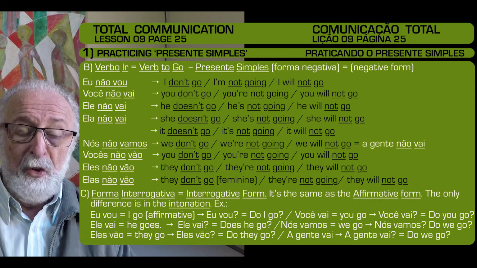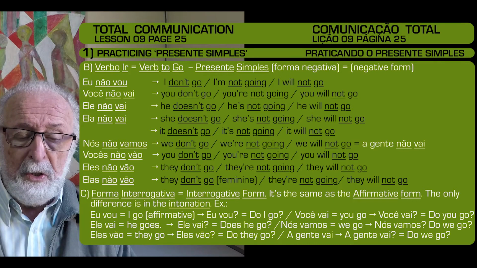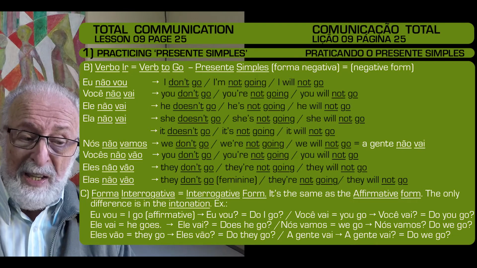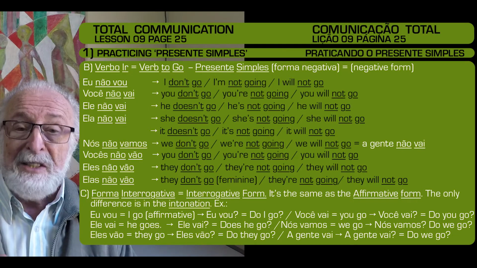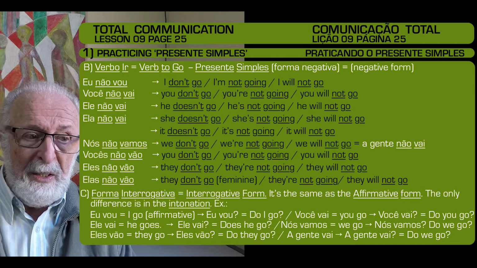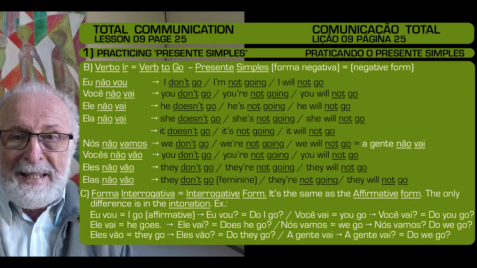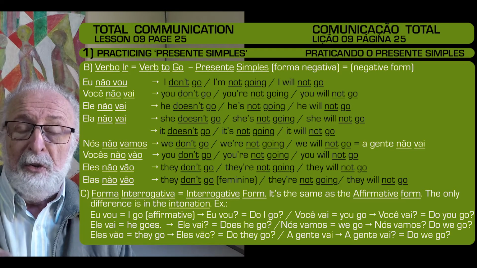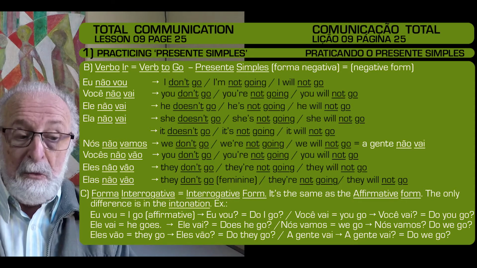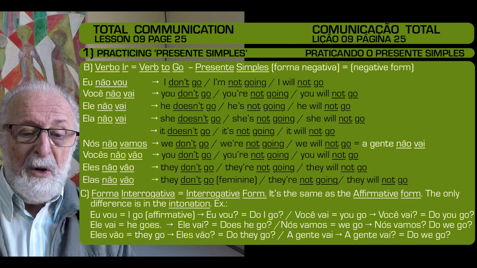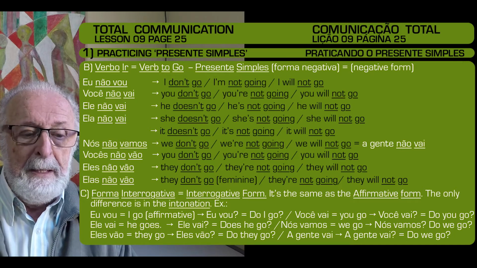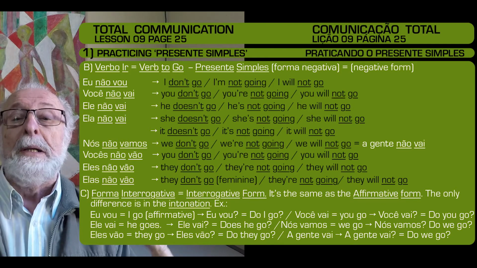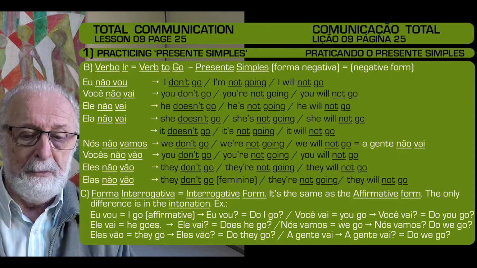Vocês não vão. You don't go. Plural. You see, vocês, you guys, is vão. And you, singular, okay? You say vai. Você vai e vocês vão. Você vai, you. Vocês vão, you guys. Vão. Okay? Vocês não vão. It's negative. So, you don't go. You're not going. You will not go. Or you won't go. Right?